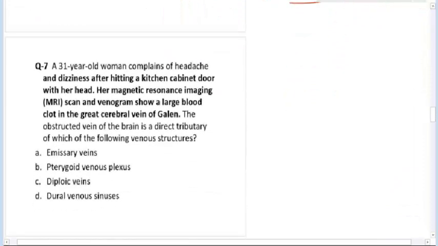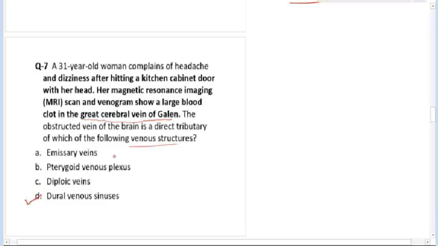Next question is a 31-year-old woman who complains of headache and dizziness after hitting a kitchen cabinet door with her head. Her MRI scan and venogram show a large blood clot in the great cerebral vein of Galen, and the question asks that the obstructed vein of the brain is a direct tributary of which of the following venous structures. Basically any cerebral vein or the veins of the brain are direct tributaries of dural venous sinuses. So the correct answer is dural venous sinuses.